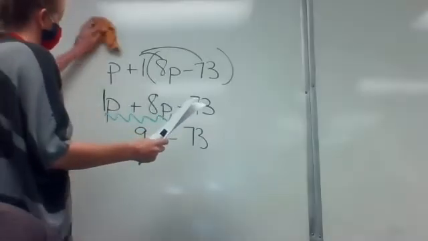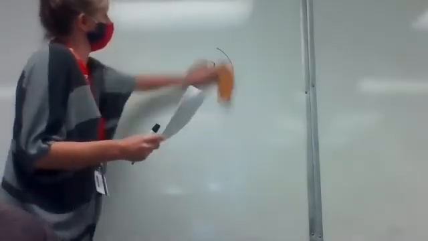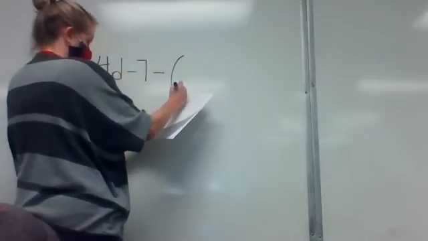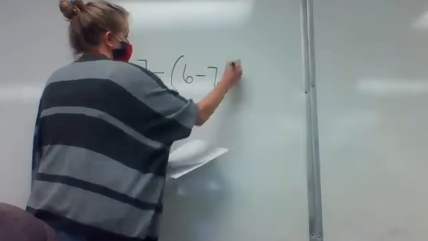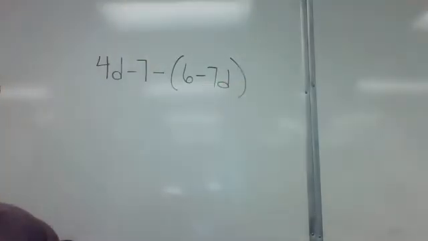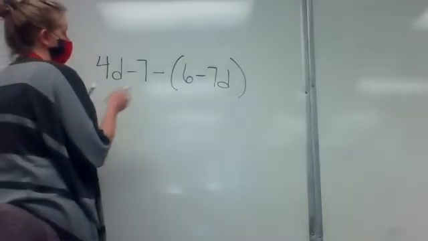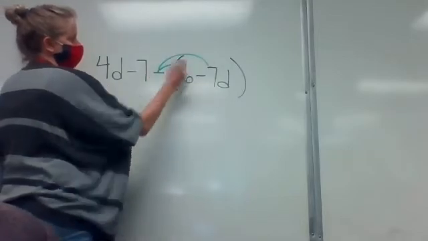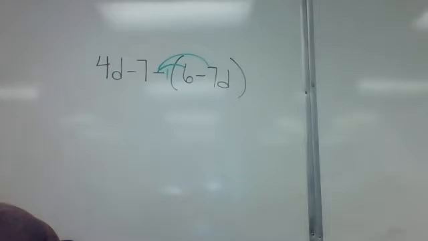Right, number 14 is the same kind of problem, but instead of a plus in front of the parentheses, it's got a minus. See, I've got 4D minus 7 minus, open parentheses, 6 minus 7D. So again, you're going to distribute what's bumping up against the parentheses. So this time, what's bumping up against it is the minus. That's what you're distributing. So you think of it as a negative 1 right there. Okay? This other stuff is just going to come down.